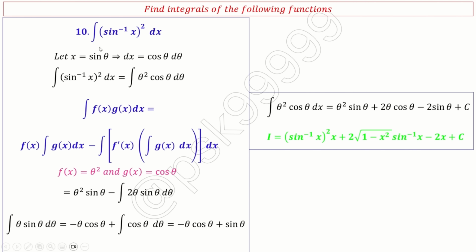Sin inverse of x whole square. Okay, very similar to the above problem. Only thing is, first simplify this one. You cannot take sin inverse of x as g of x and one as f of x. You will end up nowhere actually.